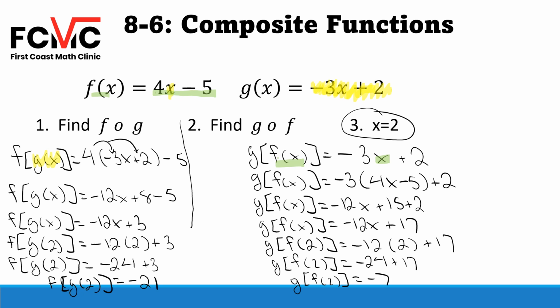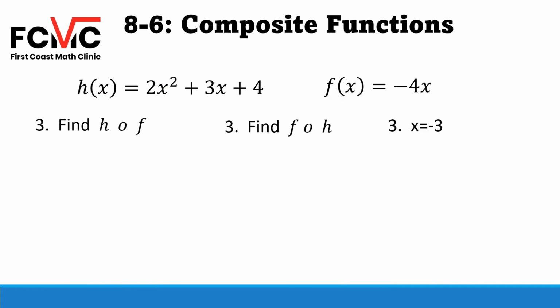Let's do 2 more examples with composite functions. Question number 3, we have h of f. So our function h of x is 2x squared plus 3x plus 4. f of x is negative 4x. So we want h of f of x.